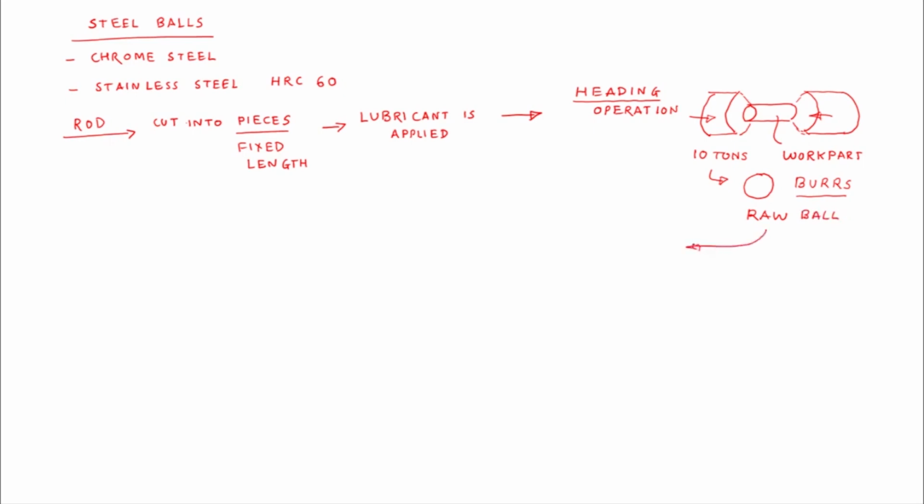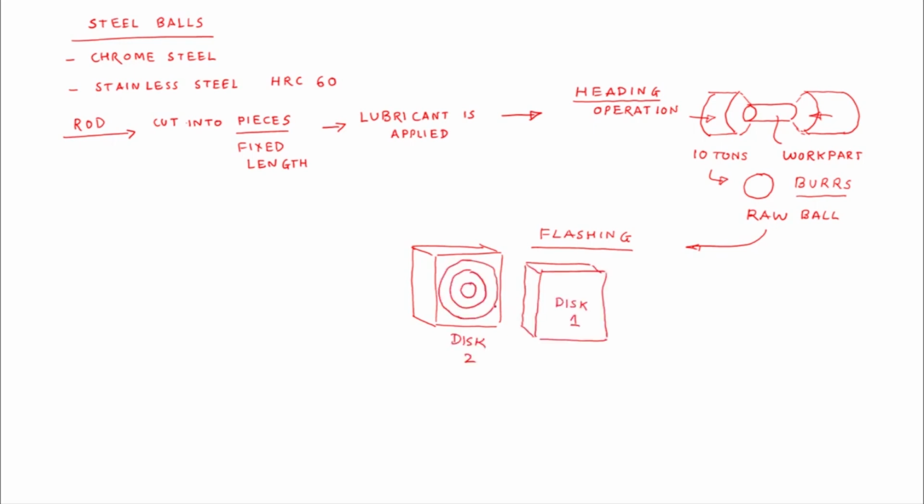The raw balls are further processed using an operation called the flashing operation. In flashing operation, we are utilizing two discs, and both these discs have circular grooves. We fix one of the two discs and have relative motion of the other disc with respect to disc 1.